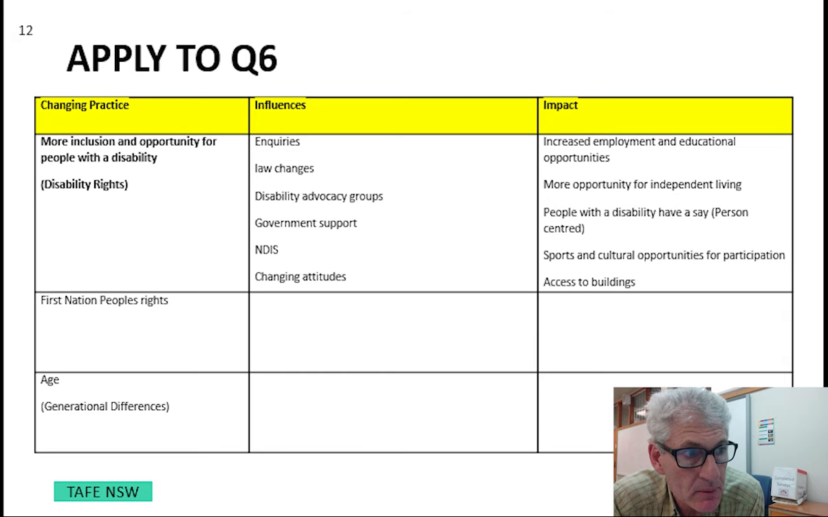First Nations peoples and changing practices and influence are certainly some milestones in terms of legislation, so getting the right to vote in 1963, being granted full citizenship in 1967, things like land rights movements, walking across the bridge in protest for recognition, Kevin Rudd's Apology to the Stolen Generations in 2007. We're moving on to the Uluru Statement from the Heart, and you'd have to think through and look at those impacts. Other changing practices could be around age, what have been influences and impacts there. So that's a snapshot there.